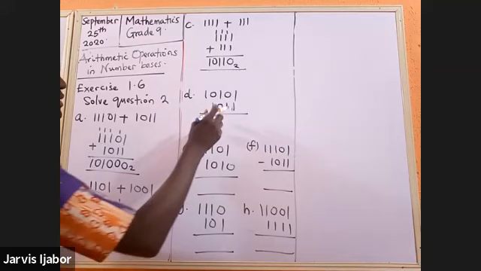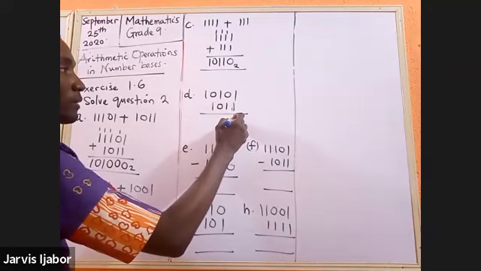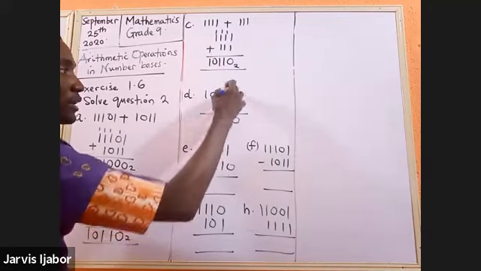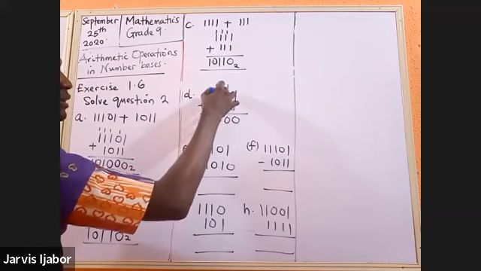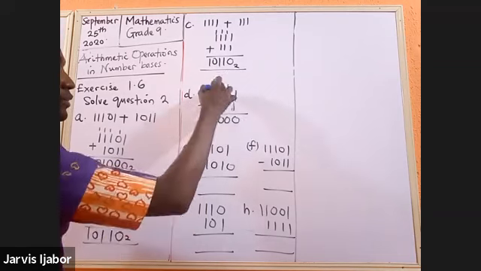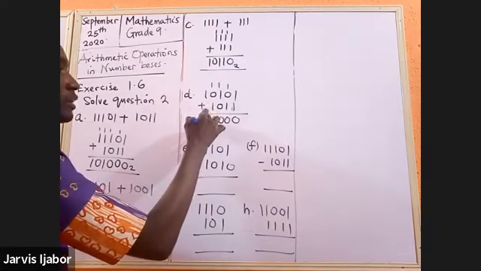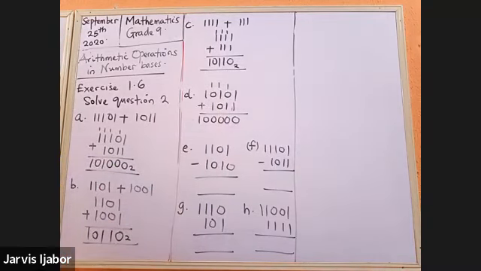Now let's look at this. 1 plus 1 is what? 0, carry 1, 0, carry another 1, 0, carry another 1, 0, 1, 0. So that's what that D will be.